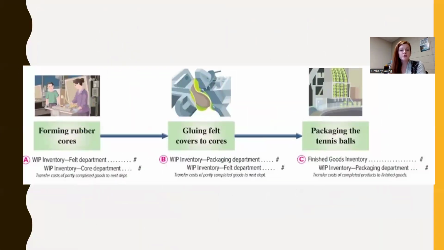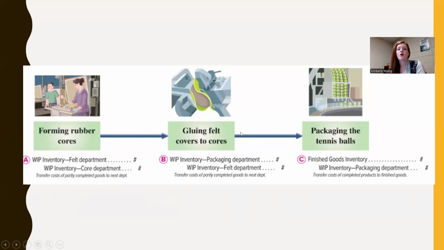So this is how the journal entries would look for each one. Whenever it is done, when the core department is done with these tennis balls, they would leave work in process inventory core department. You always get rid of the asset, decrease the asset with a credit, and we would debit work in process inventory for the felt department. And then when it's finished with the felt department, they've glued the felt on there, it would leave work in process inventory for the felt department, and it would be moved into the packaging department. Then when they finish packaging, it would leave work in process inventory packaging, and it would go into finished goods.